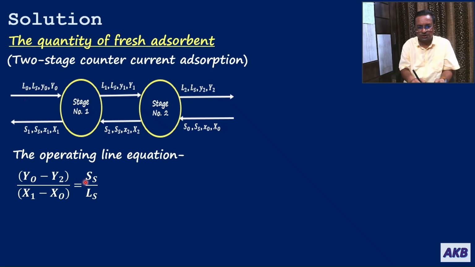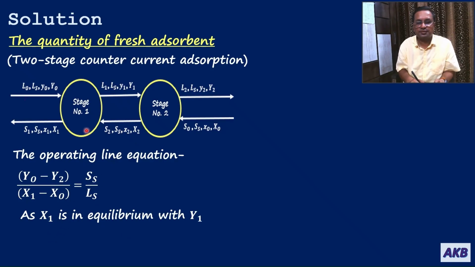For two-stage operation, the equation for the operating line will be (Y0 minus Y2) upon (X1 minus X0), that is equal to Ss upon Ls. Now, in this case, if you look at the first stage, what do you understand? This is the liquid phase that is leaving stage number 1, and this is the adsorbent phase that is leaving stage number 1.